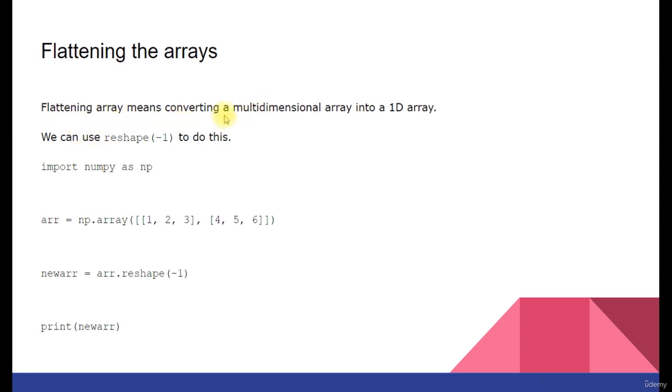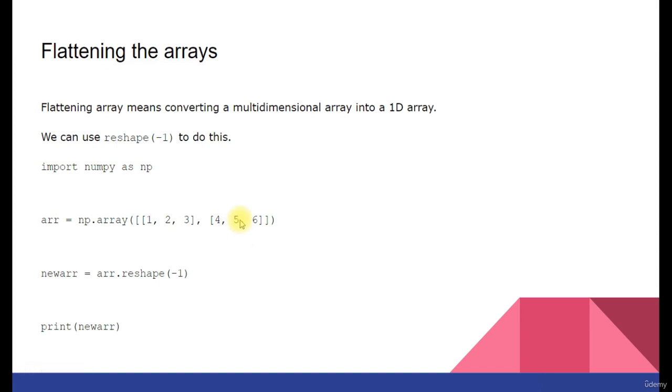Flattening an array means converting a multidimensional array into a 1D array. This is a simple one-line definition for flattening any array. So flattening an array means converting a multidimensional array into a 1D array. To do this, we can simply use reshape -1. So have a look at this code example over here. We have one arr array, np.array. This is a two-dimensional array.